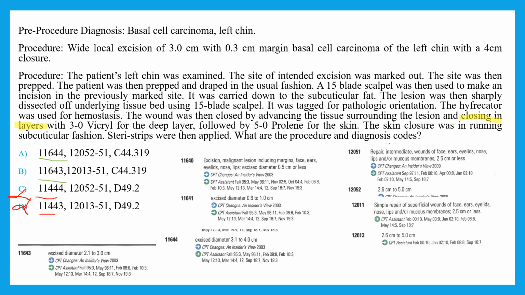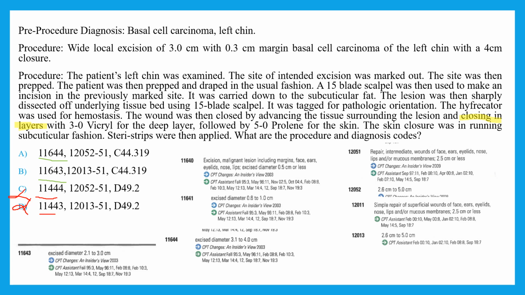Now we need to check what is 11644 and what is 11643. You can see that it is given by diameter. 11641 is excision of malignant lesion including margins, face, ears, eyelids, nose, lips. The face includes the chin, so the chin comes under that. Excised diameter of 0.6 to 1 centimeter. So now we need to know what the diameter is.